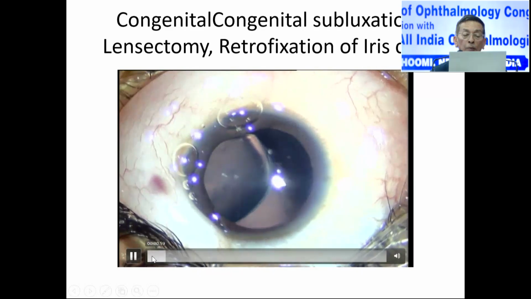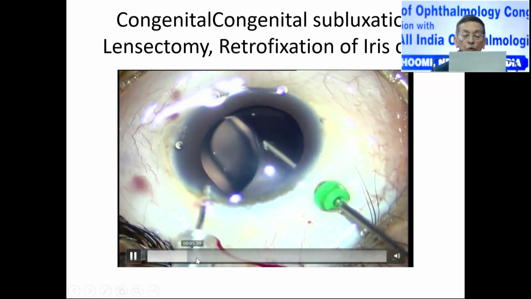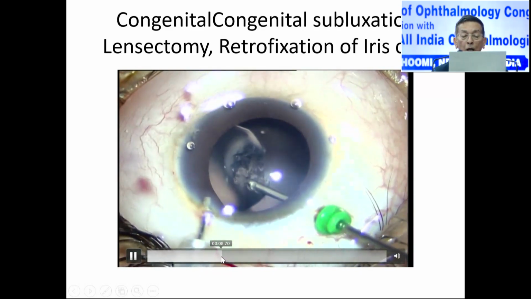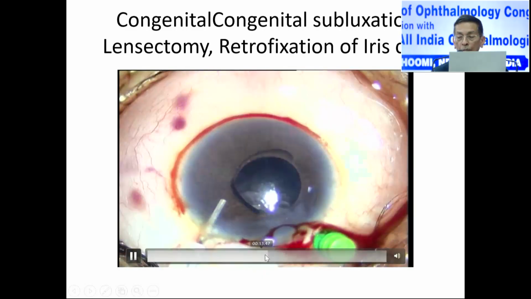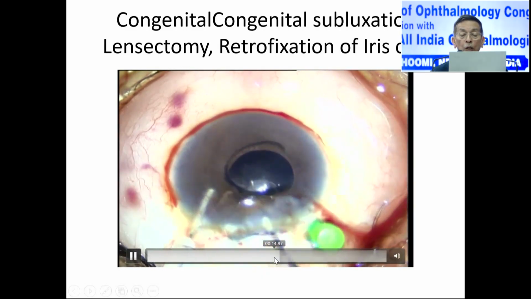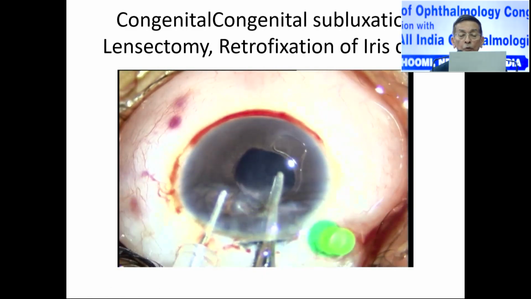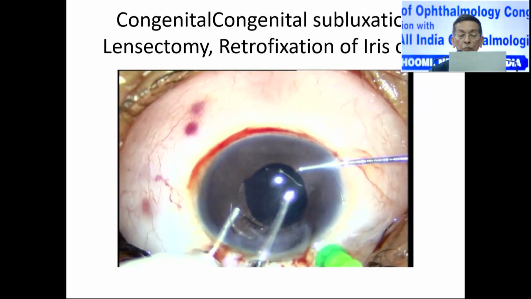This is one of the subluxated cataracts. I just wanted to show the iris claw in this. Once you are done, you can very well put it; the iris claw is very easy.